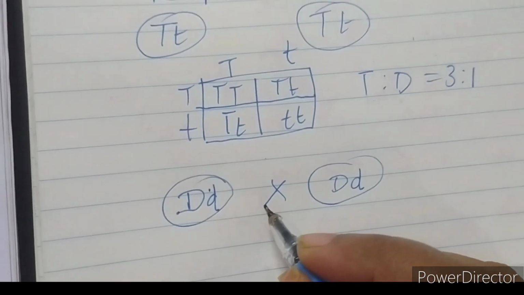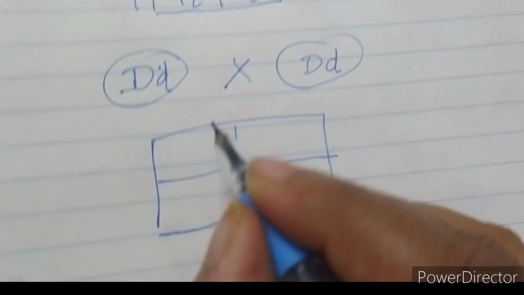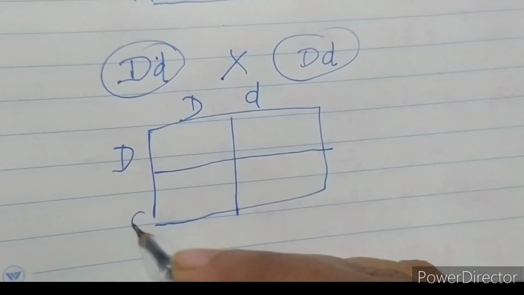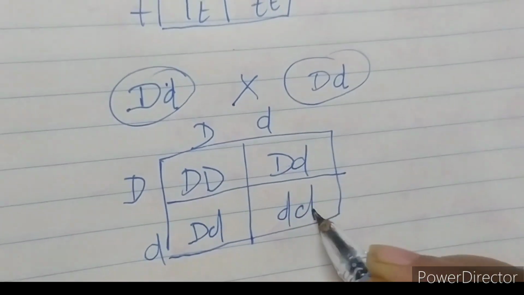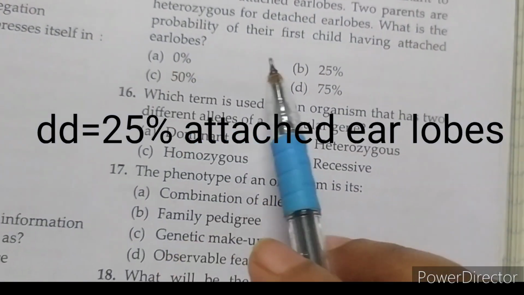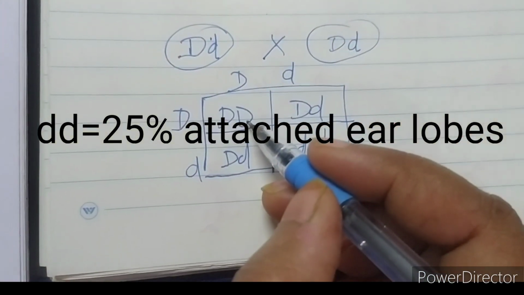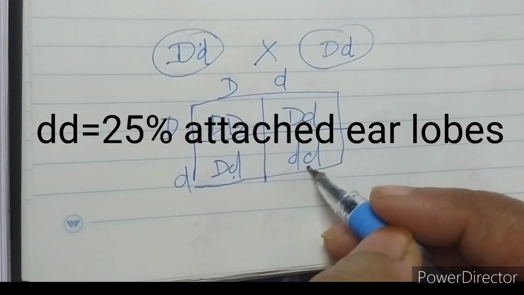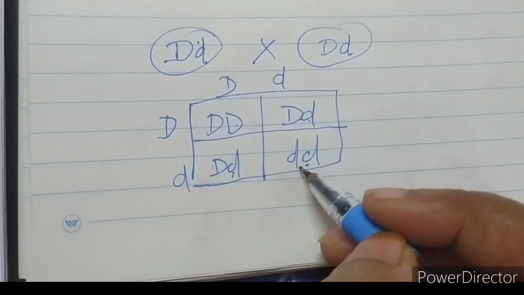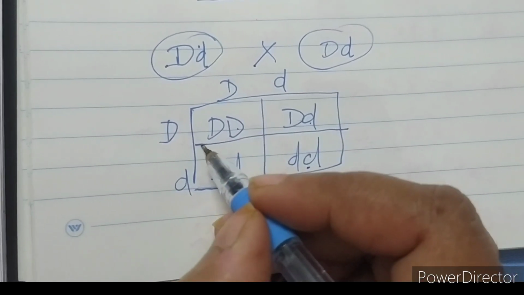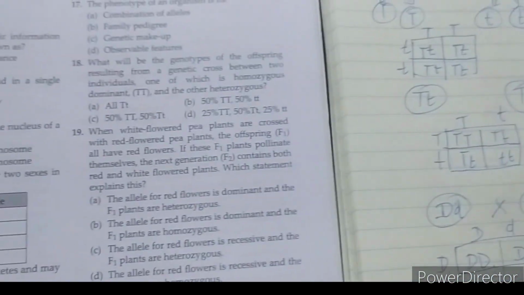Now if you make a cross between the two, the same type of Punnett square you have to draw. Capital D, small d, capital D, small d, and here you will have capital D, capital D, capital D, small d, capital D, small d, and small d, small d. Now they are asking the probability of the first child having attached earlobes. So this checkerboard represents 100%. So these are detached earlobes, detached earlobes, detached earlobes, and attached earlobes. All four probabilities are equal. So the one probability shown by this box is 25%. So the first child has a 25% chance of having attached earlobes.